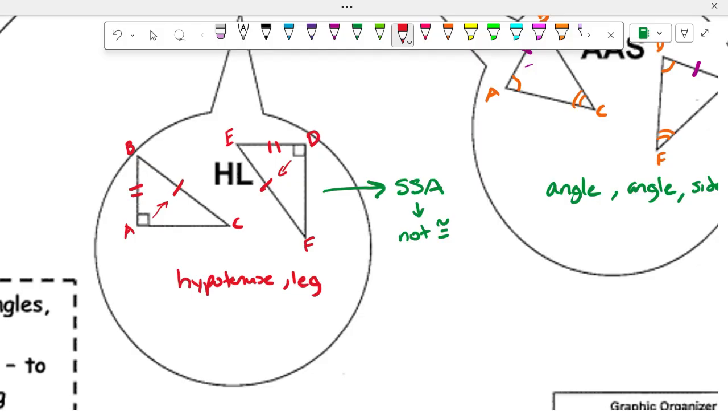So that's the only form of SSA that works. Every other form of SSA, if it's not a right triangle, it doesn't work.